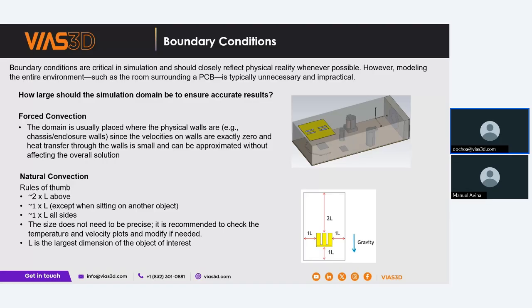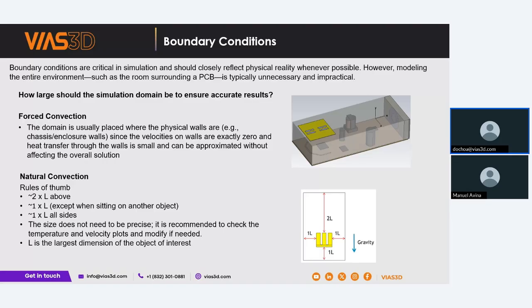There are two things that we need to consider if we want to understand how large our simulation domain should be. Are we dealing with forced convection or natural convection? If you're doing forced convection, the domain is usually placed where the physical walls are. In this particular example, it's just a box. I have an outlet in here for the air to come out, and we have a fan in here, but this is an enclosure system. It's an enclosed system, basically. So our simulation domain should be this box.